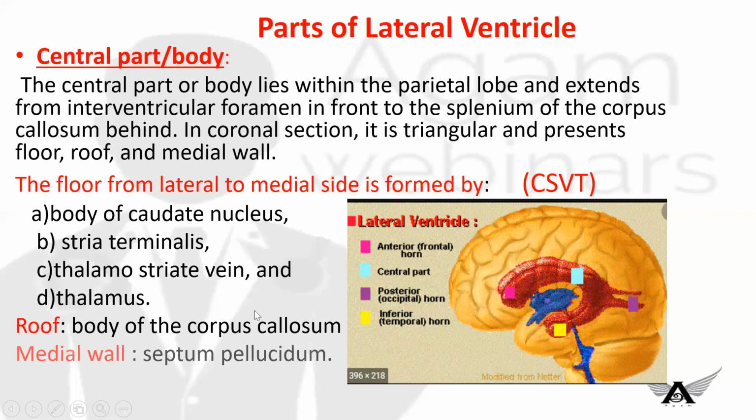Now we will have the roof and the medial wall. The roof is formed by the body of corpus callosum. I already told you corpus callosum is in close proximity with the lateral ventricle, so you will have relations of the different parts of corpus callosum. The roof is formed by the body of the corpus callosum, and the medial wall is formed by the septum pellucidum. Do you remember septum pellucidum? It is a septum which demarcates the two lateral ventricles, that is the right and left lateral ventricles. See, this is the central part of the body.